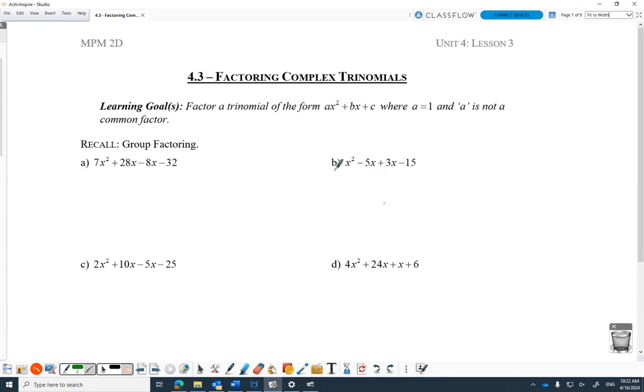Today's lesson is called Factoring Complex Trinomials. Here's what this lesson's like. Video game people, you battle through all the little easy boards, and then at the end you get to the boss. You're like, oh. And it takes a bunch of tries to get through this thing.